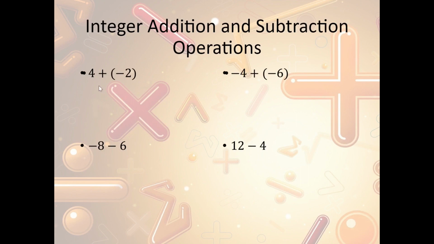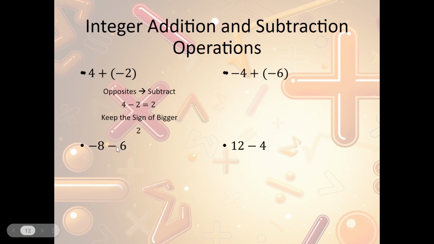So we have 4 plus -2. Well, first of all, we should notice that they have opposite signs. So we're going to subtract. So 4 minus 2 is 2. And we're going to keep the sign of the bigger number, which in this case is the positive, so it's positive 2.